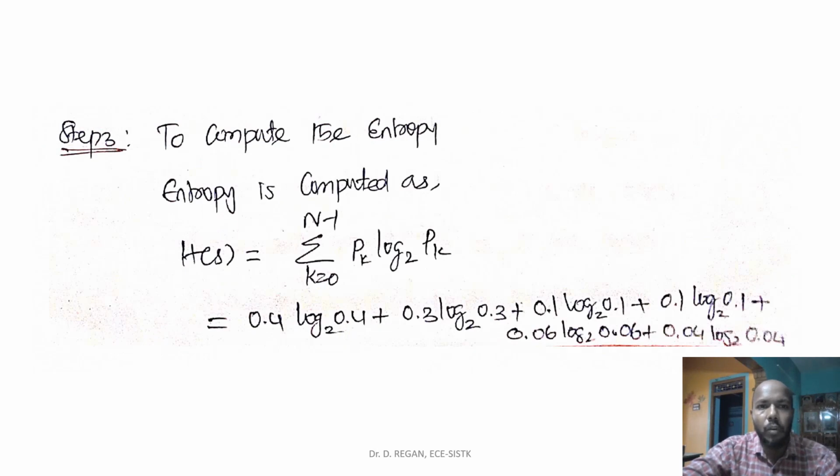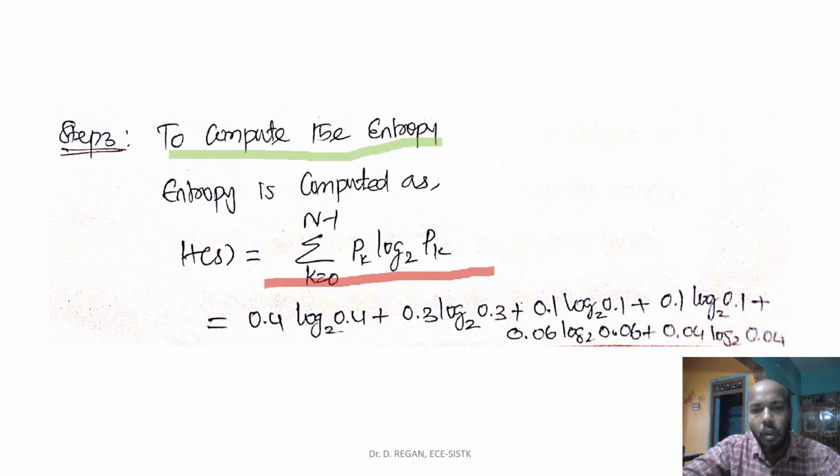Next is to compute the entropy. That is, what is the average information in the code words. Okay, so that is the source. The symbols emitted from the source, the average information is known as entropy. So we can calculate H of S, that is entropy, from the formula: sum of probability of the symbol times log base 2 of probability of the symbol. So I take all the 6 symbols 0.4, 0.3, 0.1, 0.1, 0.06, 0.04, and the logarithm values, where the logarithm base is 2.